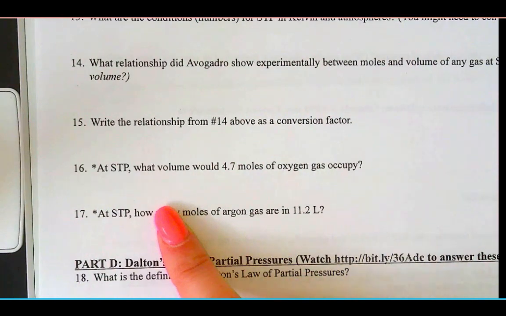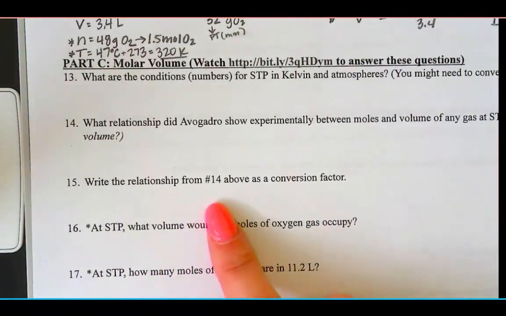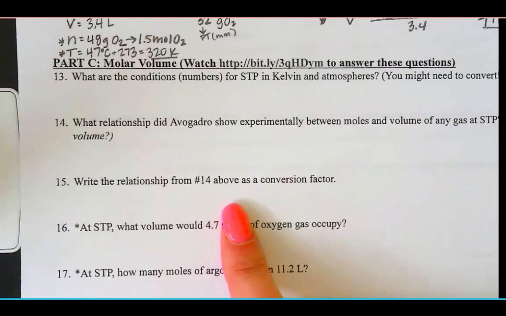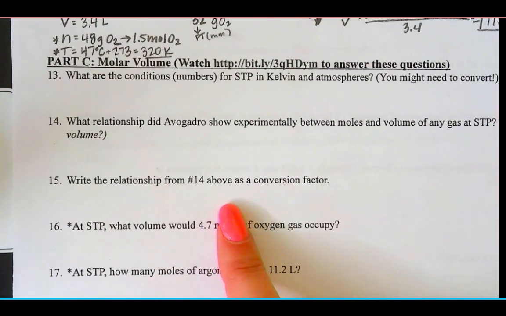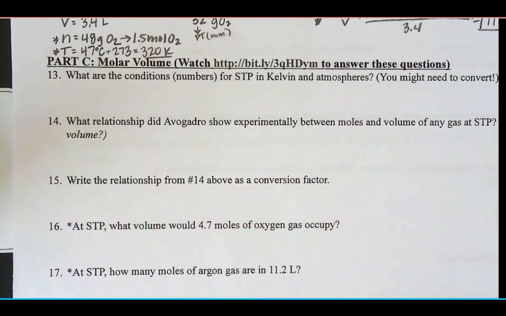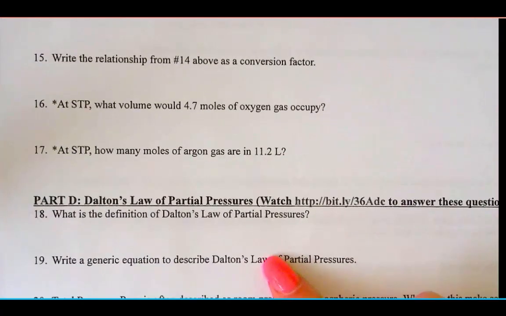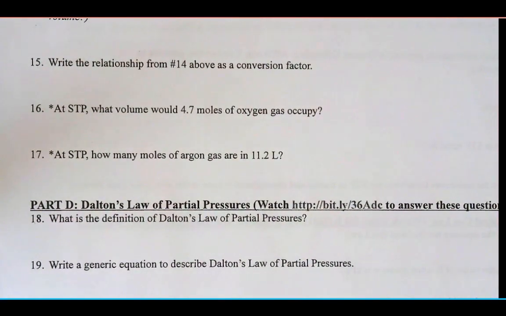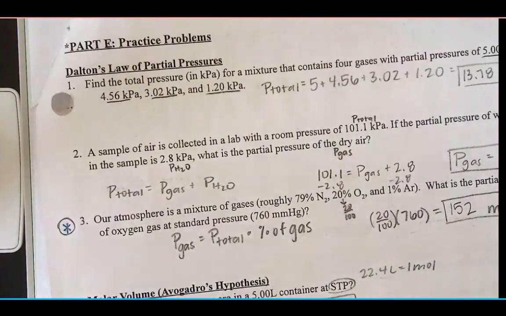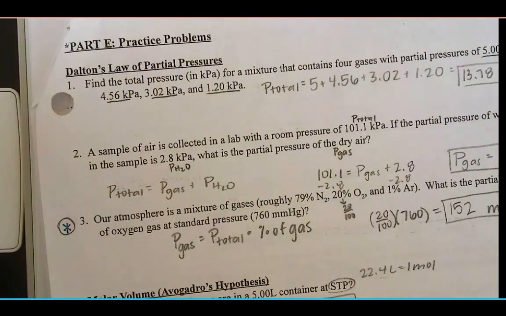We'll do those tomorrow. I will tell you though, number 15, the relationship, we did that in the do now. That's molar volume. 1 mole is 22.4 liters. Part D, Dalton's law of partial pressures, we did that in the do now. So just using that, we have the discussion check tomorrow, and then we'll finish up these starred questions, more of part E to review, and then you'll be able to work with groups. So we'll continue this tomorrow, but at least we were able to focus on the ideal gas law part of it today.